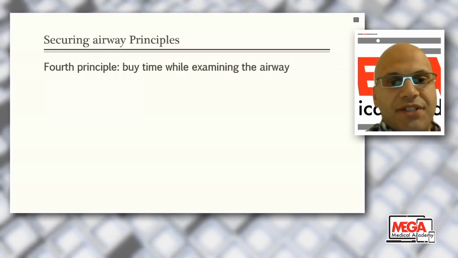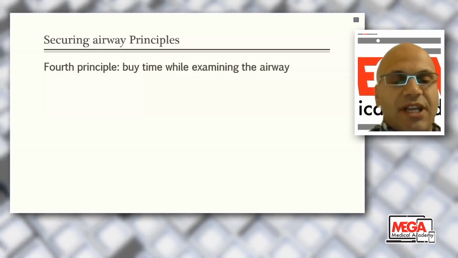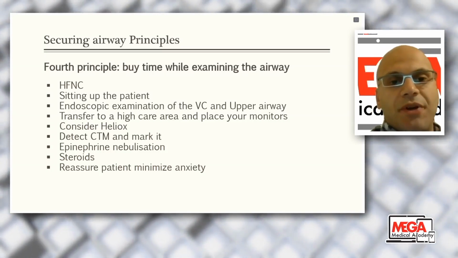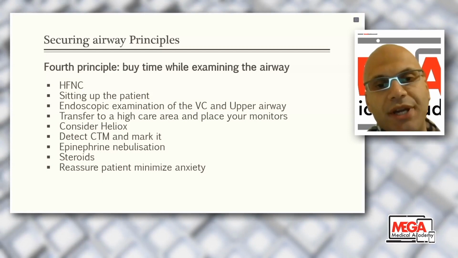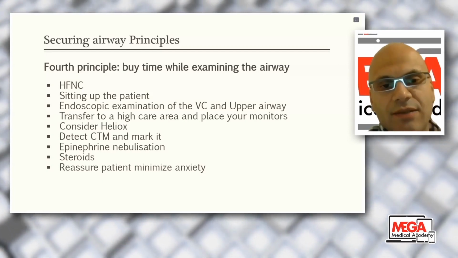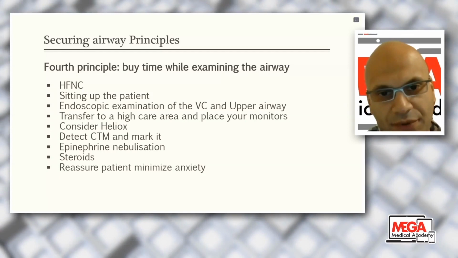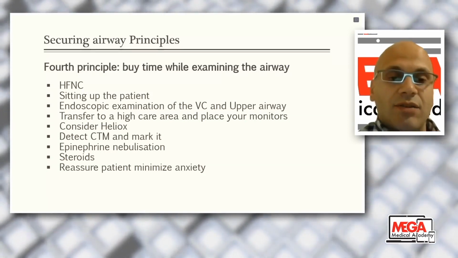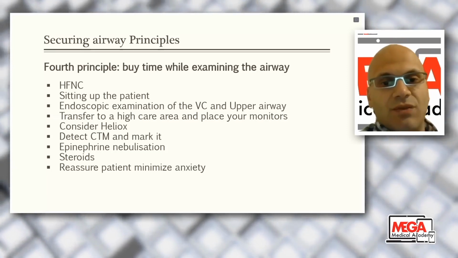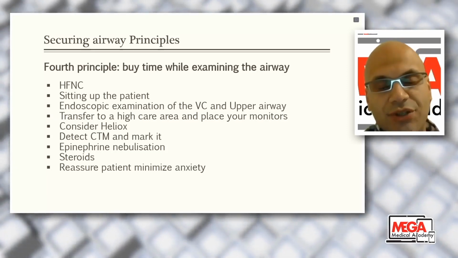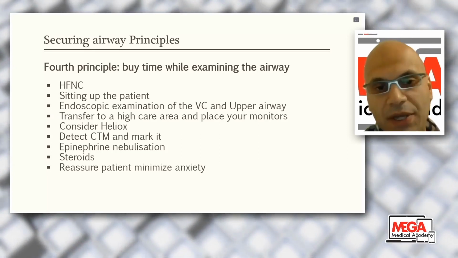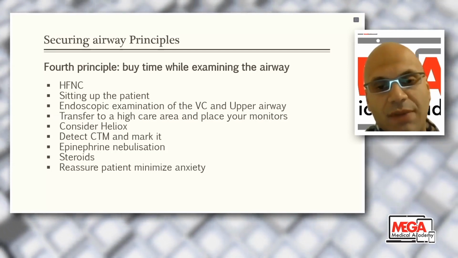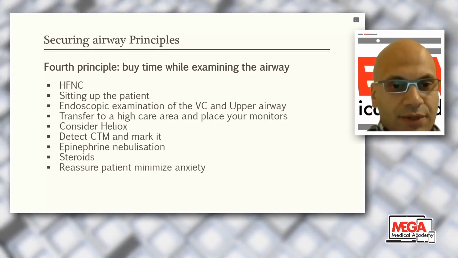Principle number 4 is to buy time while examining the airway, and it's very important because you will take time, of course, to prepare the difficult airway trolley. You will call for help, you will need an assistant with you, and you will call the theater to prepare for the coming patient. But don't do all of that while you are leaving the patient as is. You can do a lot of actions or procedures that can optimize the condition of the patient and give yourself and the patient time until you have a decision or management plan and have prepared the environment.